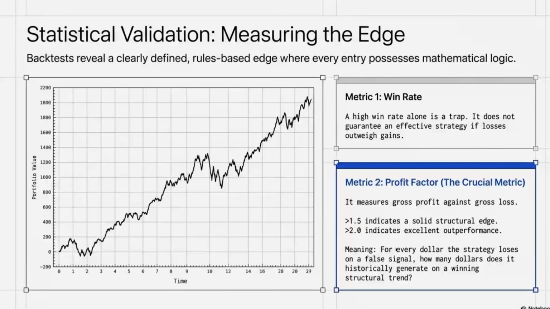So meaning that for every single dollar the strategy loses on a false signal, we pretty much calculate how many dollars does it take to generate a winning structural trend. You can see we back tested it, and the strategy has been nothing but going towards the upside. Even on the market dips, we saw extreme buying, and the portfolio value, over the past, let's say 27 months here, you can see we started at 0 and we got to a return around $2,200 on this indicator. Obviously, it depends on how big the account size is, but the return was very, very good here.